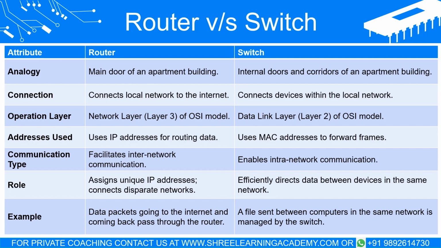While the switch only deals with device-to-device communication within the same network, the router also assigns unique IP addresses to each device in the local network, so the data packets know where to return.